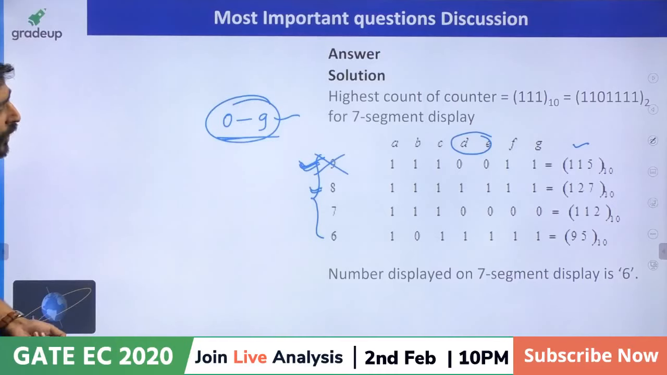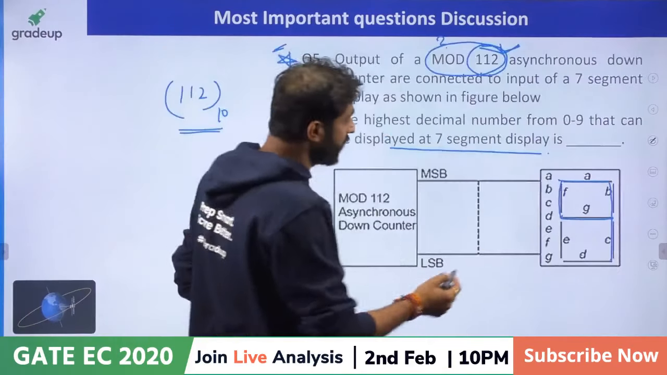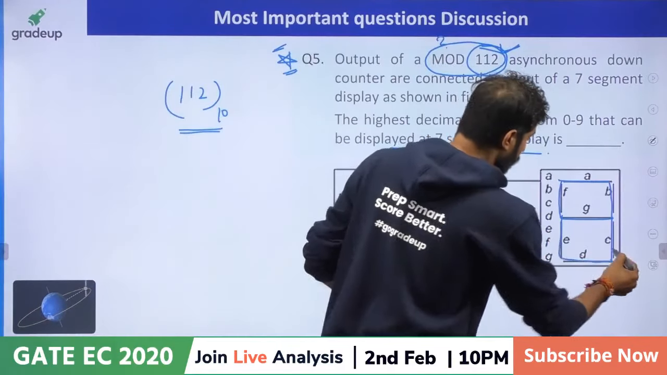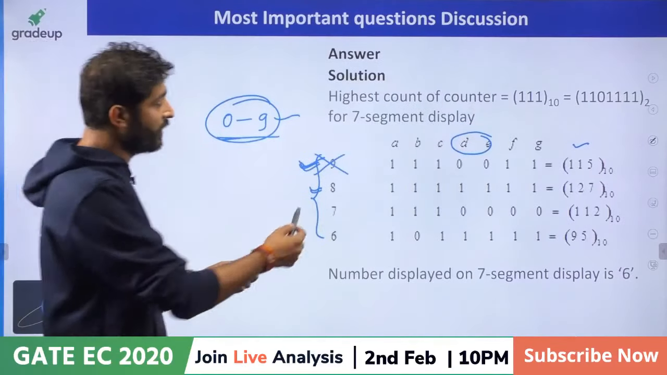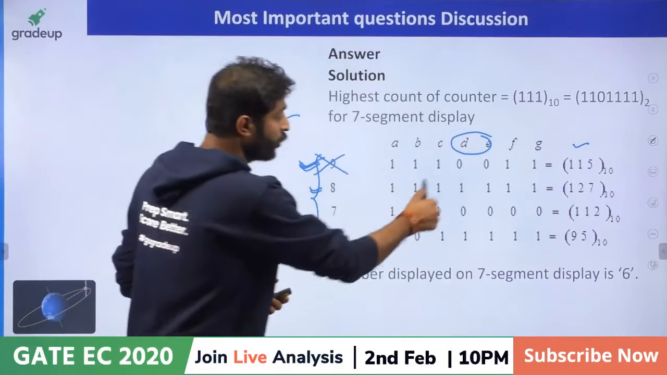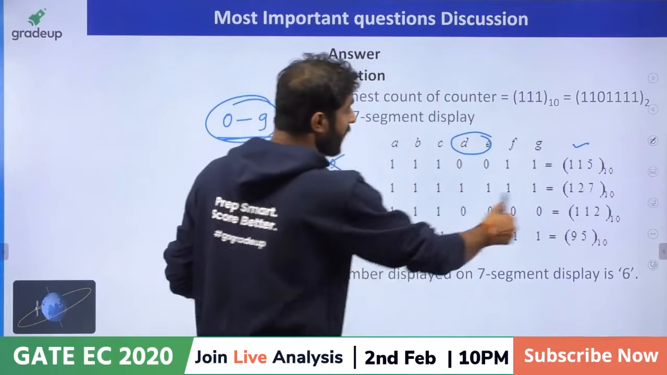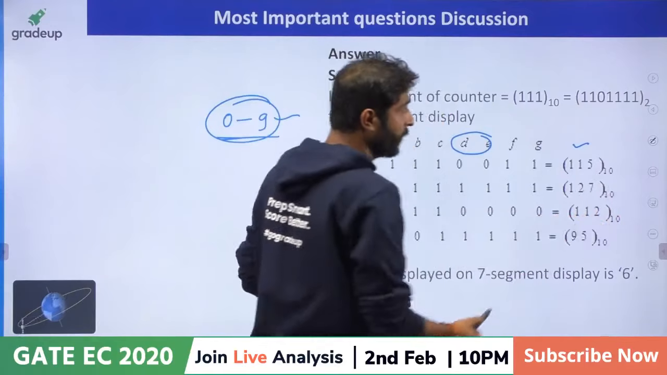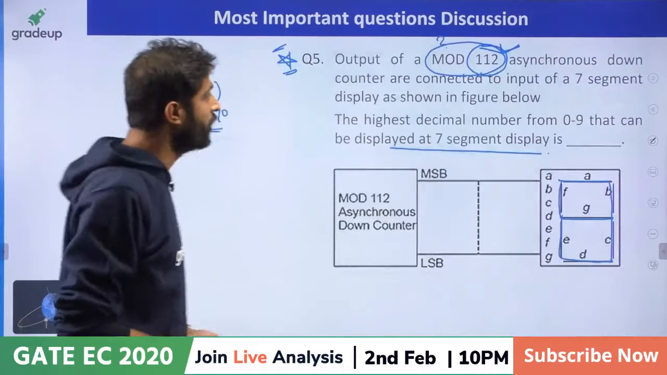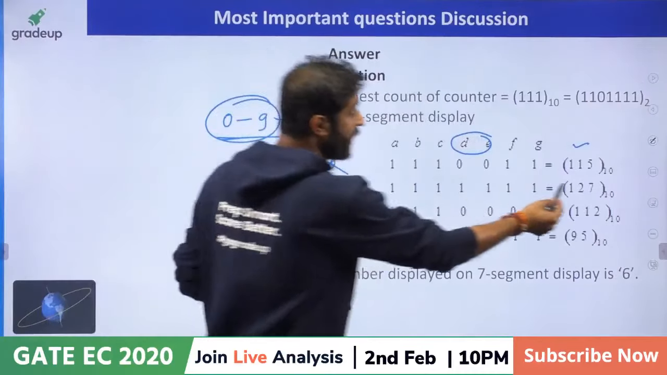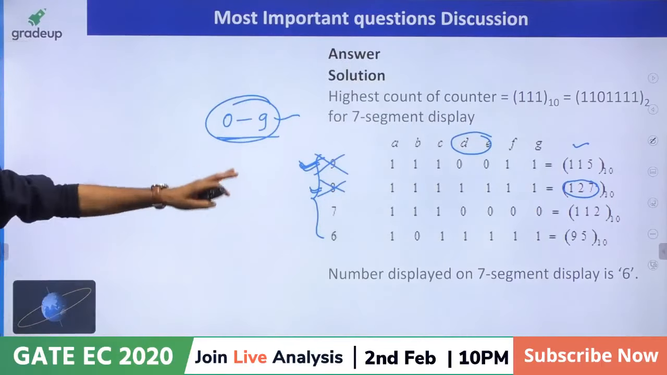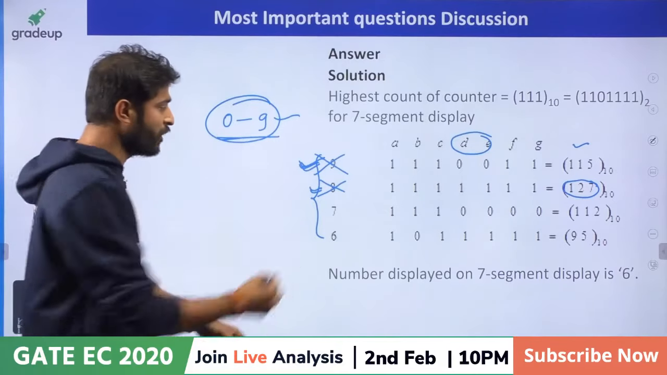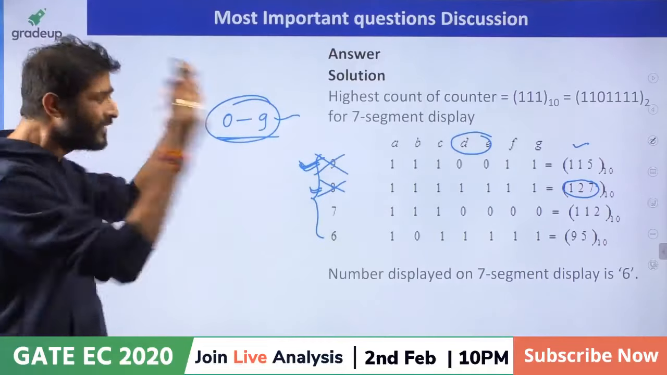For 8, how will it be made? This one will work as an 8. In the 8, every bit should be high. That's why I'm using every bit high. If you write this, it will become 127 in decimal. The mode is 112, so it is again greater than the given mode. So it is also not a part. A 7-segment display never shows the 8 value.